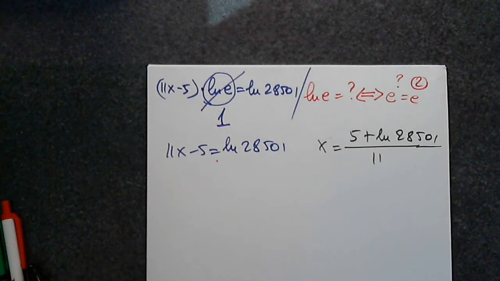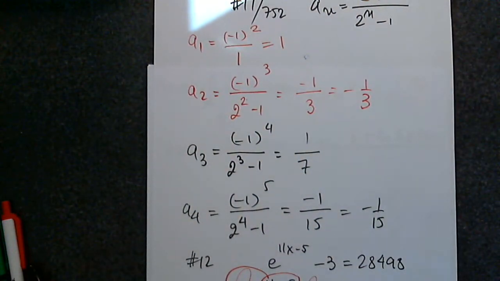So with a calculator, please. Don't forget parentheses around the numerator. Always. 5 plus natural log 28501. Close the parenthesis for the log, close the parenthesis for the numerator, and divide everything by 11. So whatever that is. Now the equation was e raised to, so I'm checking now, second and e, in parentheses, 11 multiplied by the previous answer, and it was minus 5, close the parenthesis, come down, negative 3, and minus 28498.